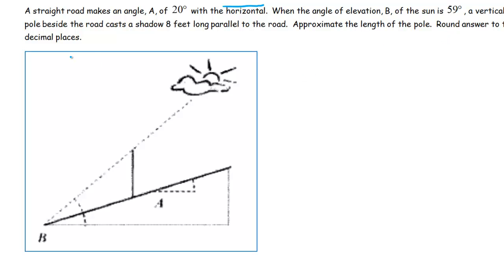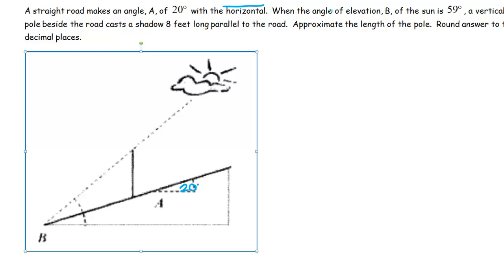Alright, lots of information. Let's label. Luckily, I have a picture for you right here, and it says a straight road makes an angle A of 20 degrees. So this is your road right here, and it's almost like we're Superman and we can look through the road, and here's the horizontal right here. Everybody see my horizontal? This little angle in here is 20 degrees. Let me write that in because I need to make sure my drawing is labeled. It's a really bad picture, but that's okay.